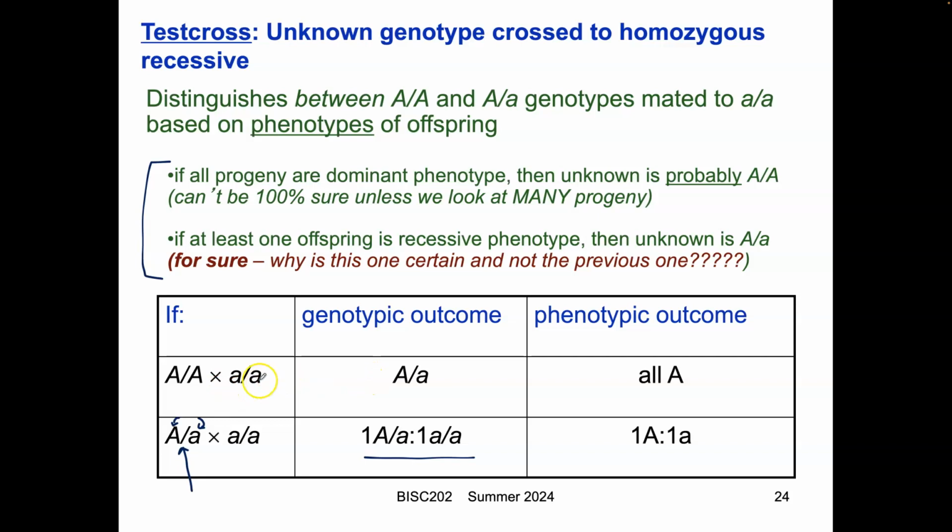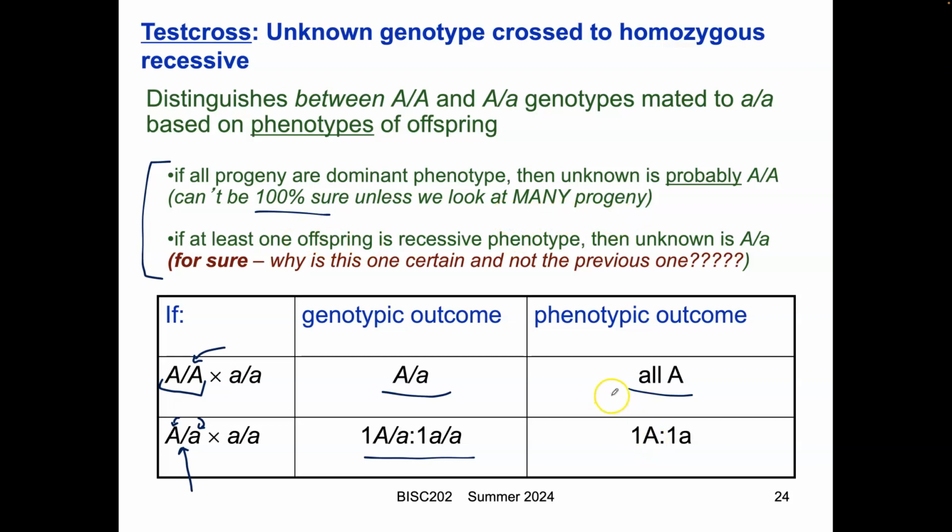If the individual is homozygous for the dominant allele, then we expect all the progeny to have the dominant trait, so the phenotype would be all dominant A, whatever that is. So basically, if we do a cross like this and we get 20 progeny and they were all the dominant phenotype, we would assume it was probably homozygous for the dominant. But you can never be 100% sure unless you look at a lot more, like maybe 100 progeny, okay?